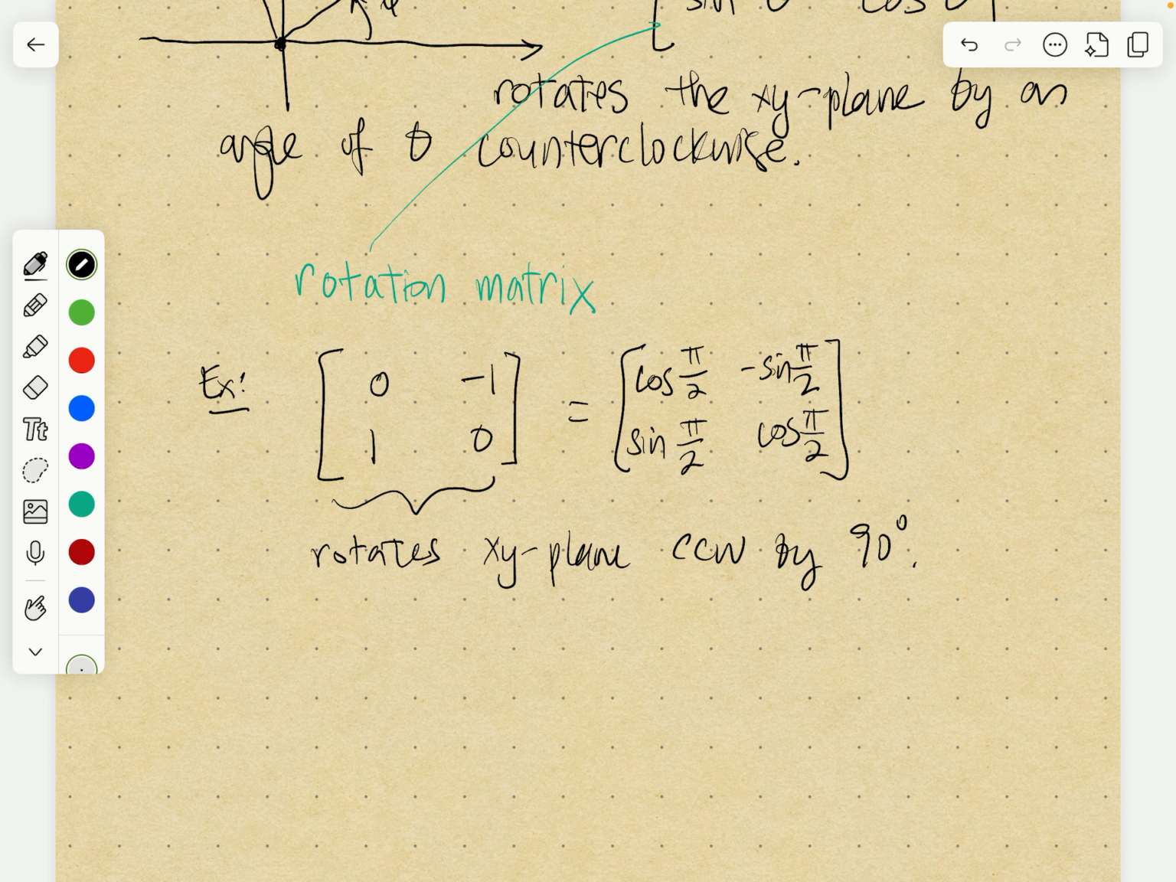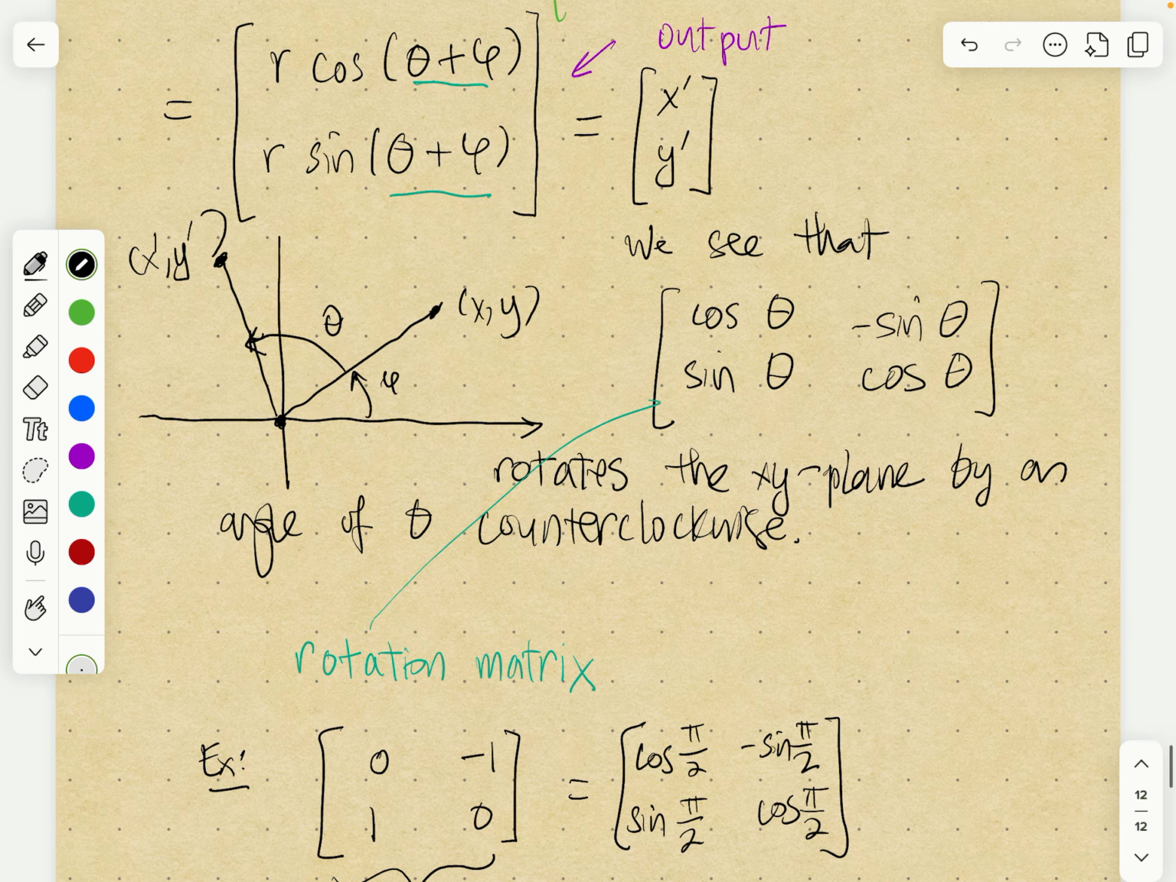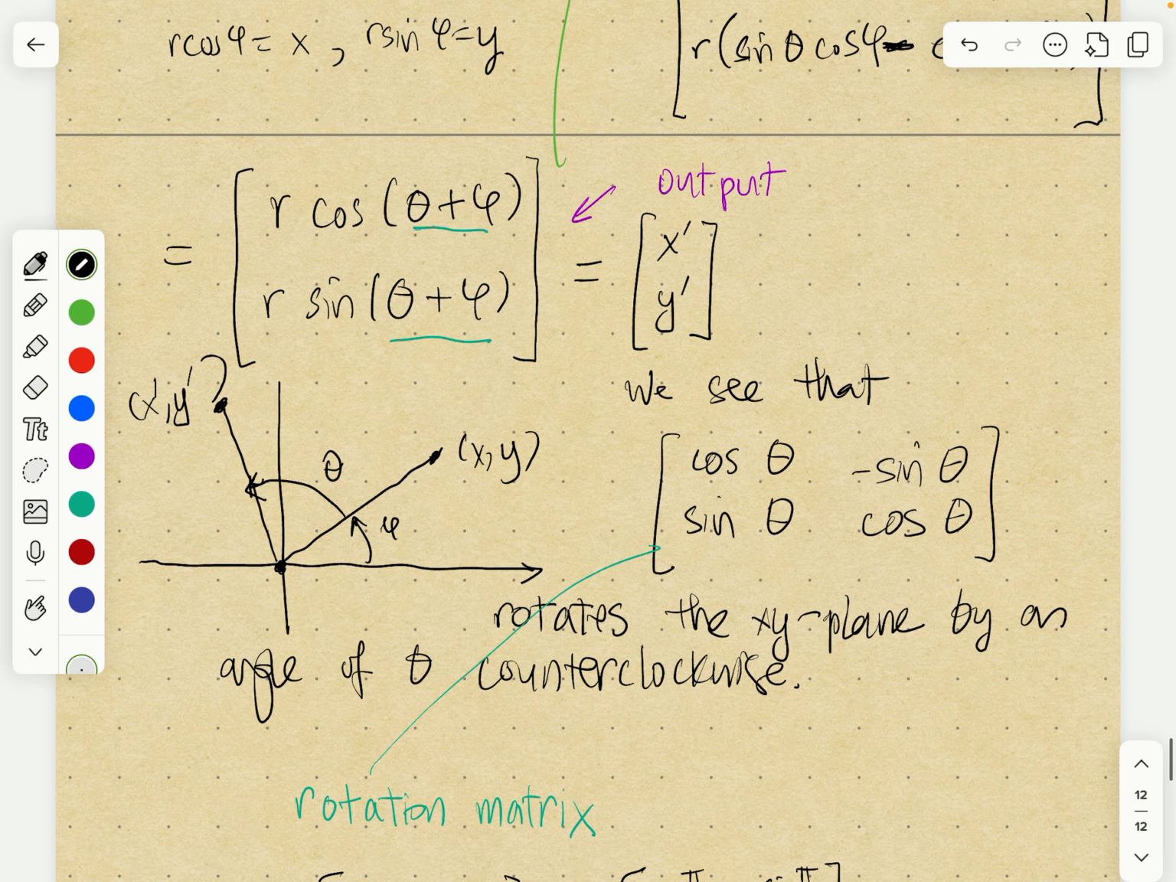By the way, what happens if you want to go clockwise? So for instance, let's say that you have this point xy here, and you want it to go this way. Well, then you would want to subtract theta degrees, right? So you would use negative theta.